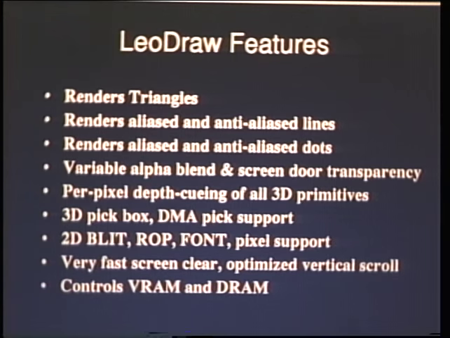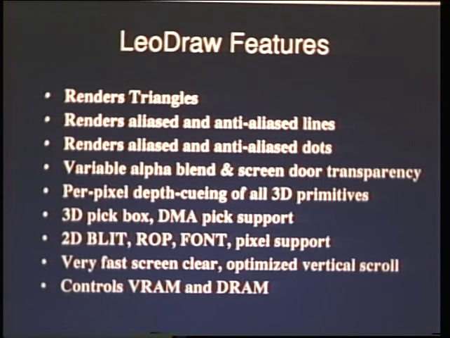And the result was the LEO Draw. LEO Draw's main job is to render triangles, anti-aliased lines, anti-aliased dots, and I guess aliased dots. It also performs transparency via both alpha blend transparency algorithm and depth queue, and screen door transparency. Depth queue is the next bullet there.